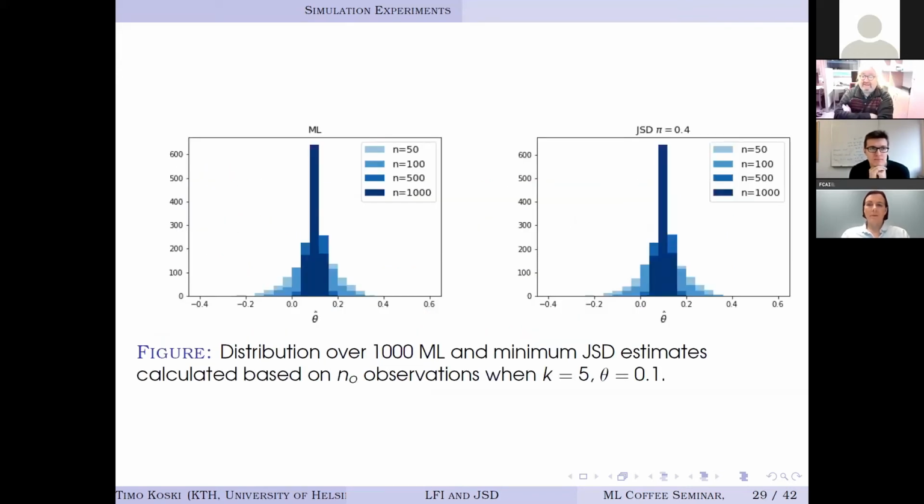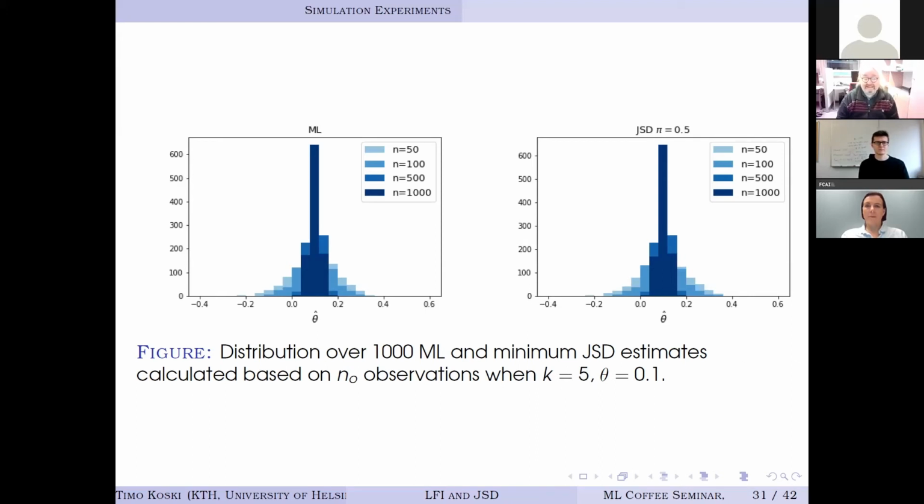So here is the case where pi is 0.4, and the n here in the figure should be like here. What you see here is that if I start with 50, there's quite a lot of dispersion in these simulated values, maybe more in Jensen-Shannon. But when I get higher values, both of these are concentrated rather well around the true value, which in this case was 0.5, and k was 5. And the same thing happens here when pi is 1/2.